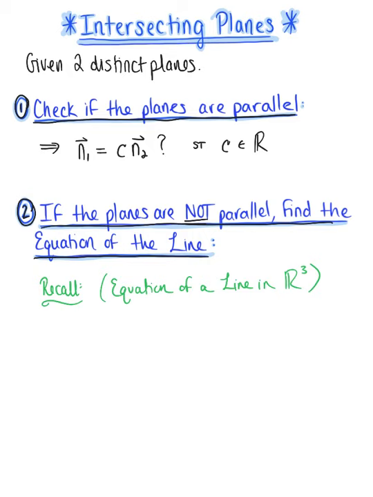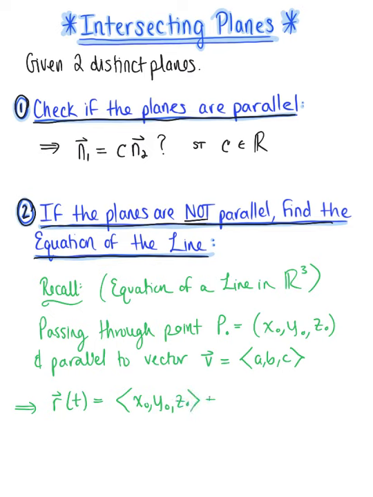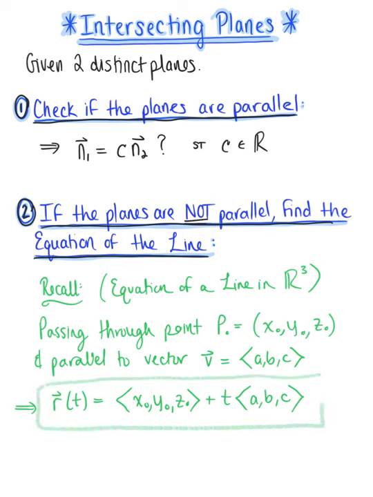So we know that the equation of a line passing through some point P naught, defined by the ordered triplet x naught, y naught, z naught, and parallel to a vector v, where we define the components of this vector parallel to the line as a, b, c, is given by the vector valued function r of t: the position vector x naught, y naught, z naught, plus that arbitrary parameter t multiplied by this parallel vector. So this is what we're looking for here. We want to find the equation of the line, this vector valued function r of t, where these two distinct planes are going to intersect.